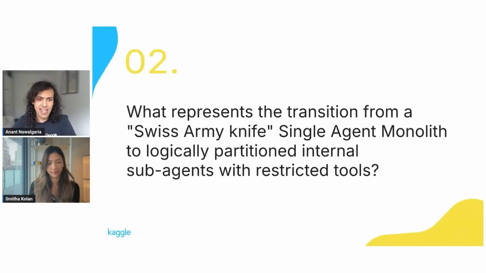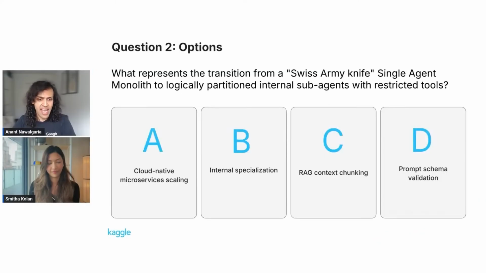Moving on to the second question. What represents the transition from a Swiss Army knife or single agent monolith to logically partitioned internal subagents with restricted tools? Your options are A, cloud native microservices scaling, B, internal specialization, C, RAG context chunking, or D, prompt schema validation. So think about it, your answer will be shown in 3, 2, 1, and it's B, internal specialization.